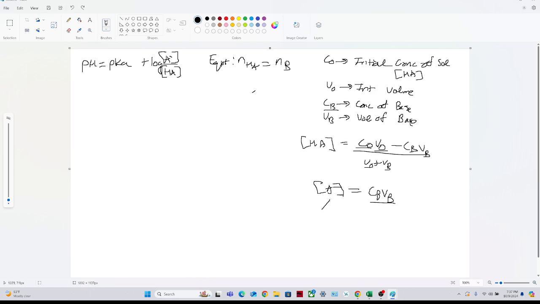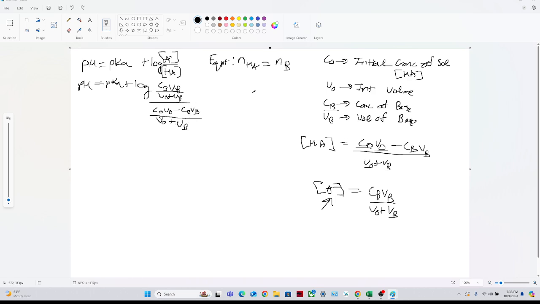Anyway, so your concentration of conjugate base is simply the moles of strong base divided by your total volume. And so now I'm going to plug that into this equation right here. And so this equals pKa plus log of A minus, the concentration of A minus being Cb Vb over V naught plus Vb, divided by this guy right here. And all this is, again, just a simple substitution of what these two other variables can represent. Your variables being your concentration of conjugate base and your concentration of weak acid.